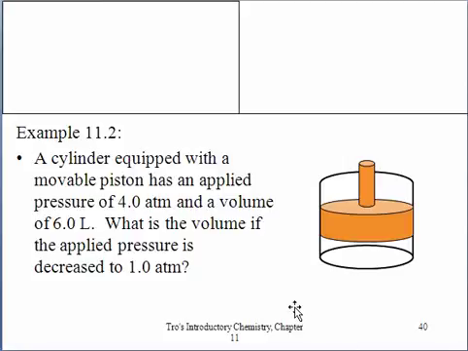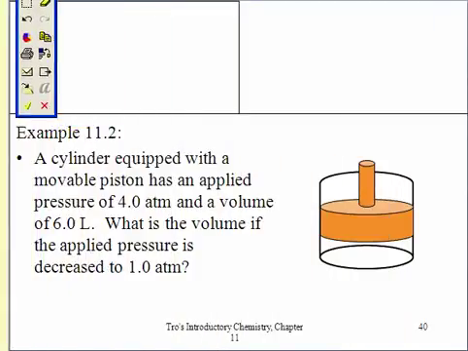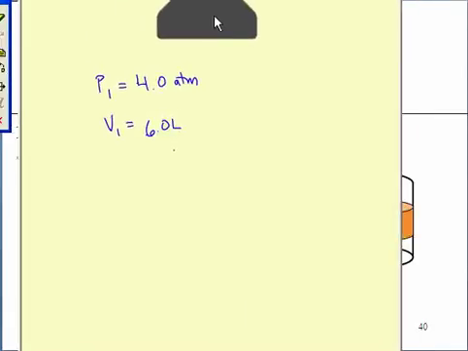So let's look at a typical Boyle's Law problem. A cylinder equipped with a movable piston has an applied pressure of 4 atmospheres and a volume of 6 liters. Okay, so those are the initial conditions. Our initial pressure is 4 atmospheres, our initial volume is 6 liters.